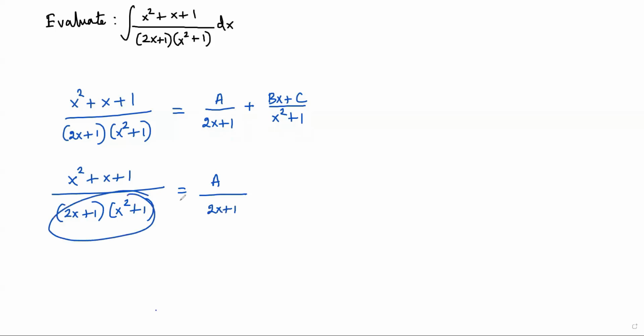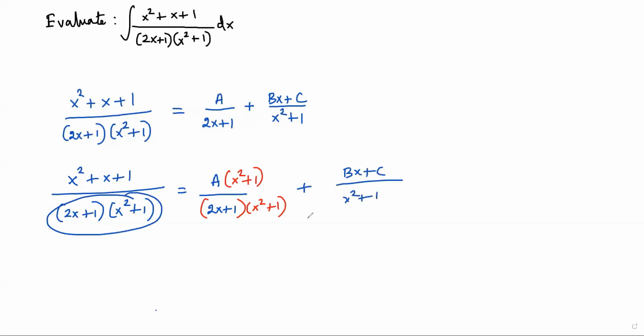To get this denominator for the first fraction, I need to multiply both numerator and denominator by x² + 1. Plus (Bx + C) over x² + 1. To get this denominator for the second fraction, I need to multiply its numerator and denominator by 2x + 1. Now I have the common denominator, (2x + 1)(x² + 1). Let me continue on the next step.